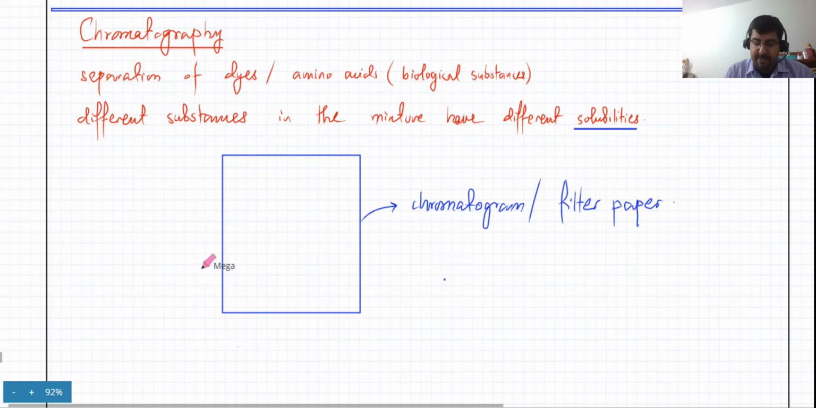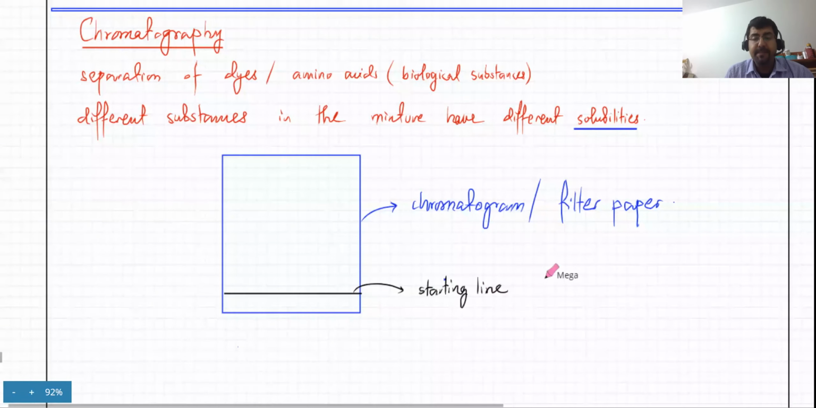of the chromatography experiment. There's a line that's usually placed at the bottom, and that line is made with a pencil. It's known as your starting line, and all your calculations are going to be made from this particular line. That's your starting line, and it's drawn in pencil. So it's a pencil line.